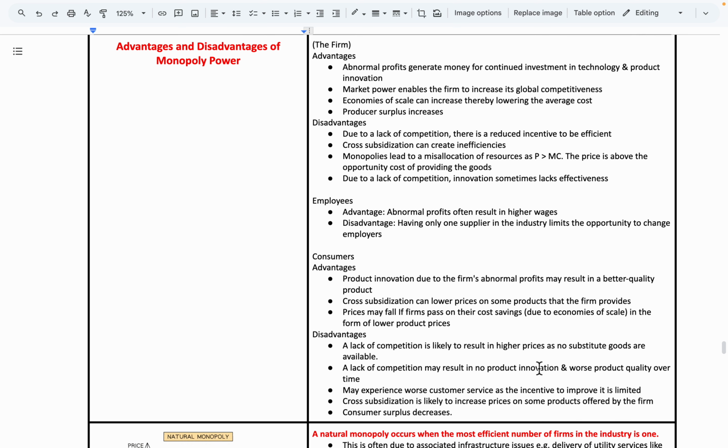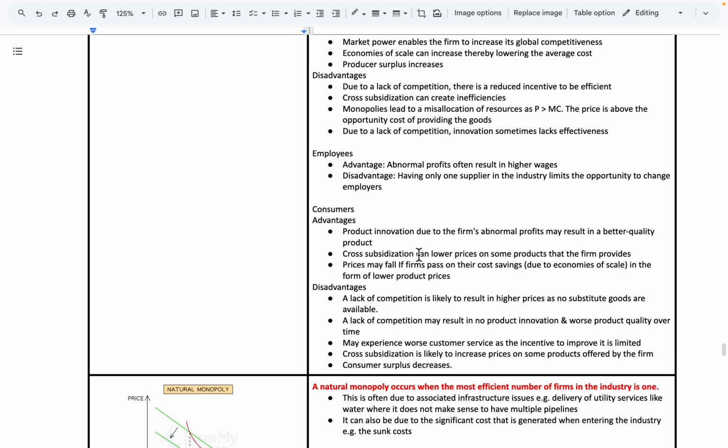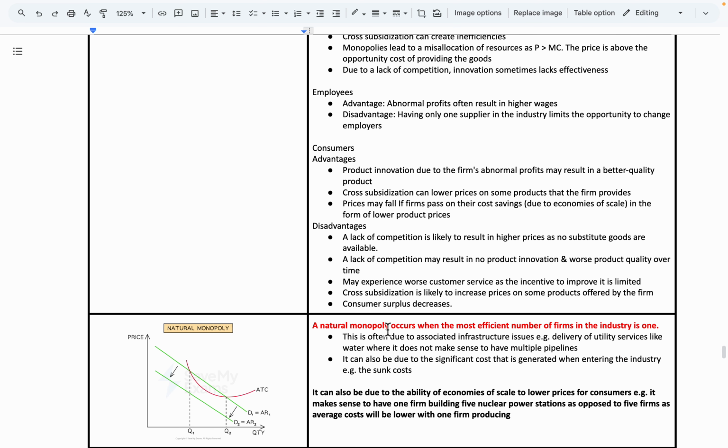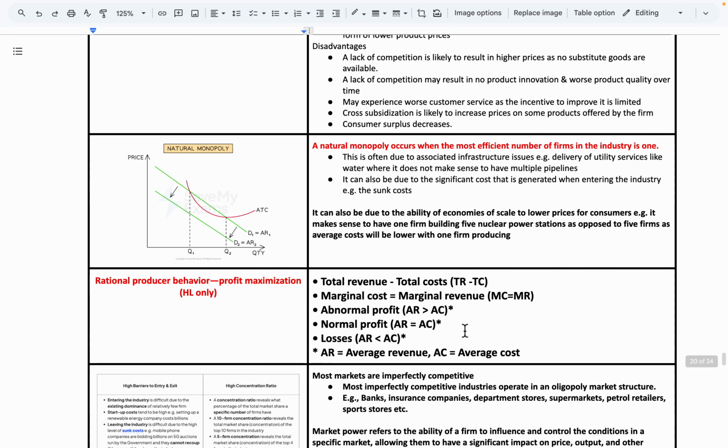Innovation might lack sometimes. And for employees, the advantage is abnormal profits equals higher wages, and disadvantage is having one supplier in the industry limits the opportunity to change employers. Okay, consumers, product innovation due to firms' abnormal profits may result in better quality products. Cross-subsidization can lower prices on some products that a firm provides, and prices may fall if firms pass on their cost savings. Another disadvantage is a lack of competition is likely to result in higher prices as no substitute goods are available. A lack of competition may result in no product innovation and stuff like that.